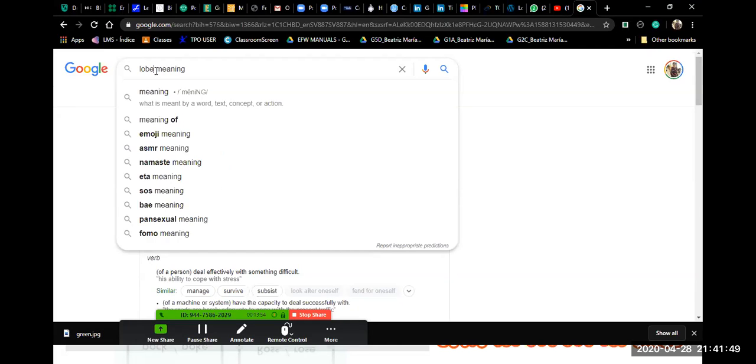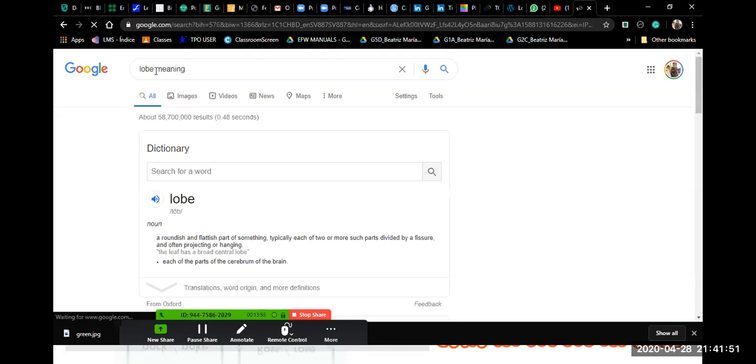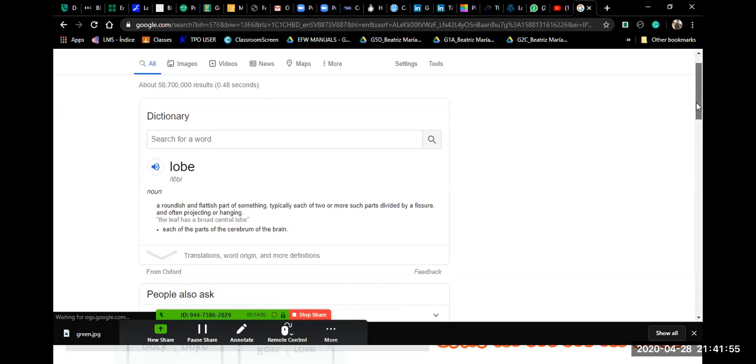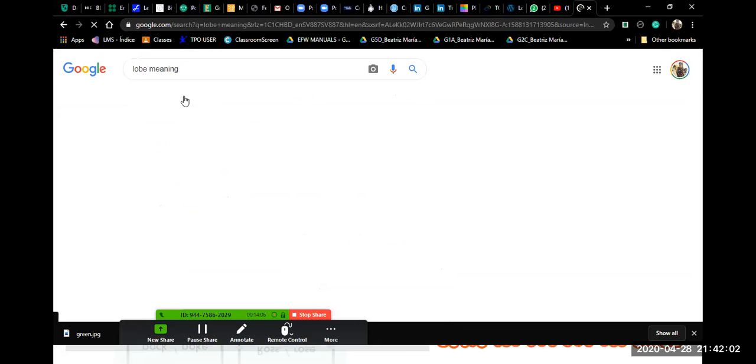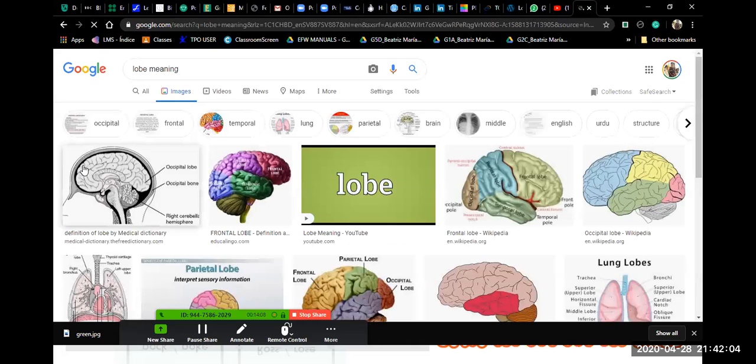Oh, okay. Lobe. Lobe was the word, right? If I'm not mistaken, it's the division of the brain and how the brain is divided. That's a lobe. Okay.